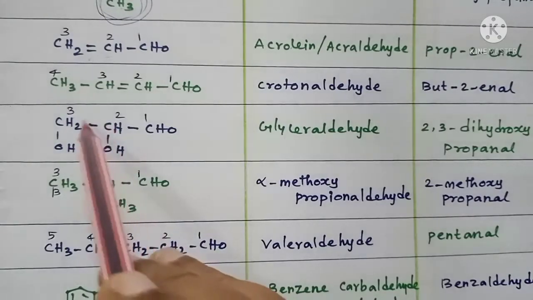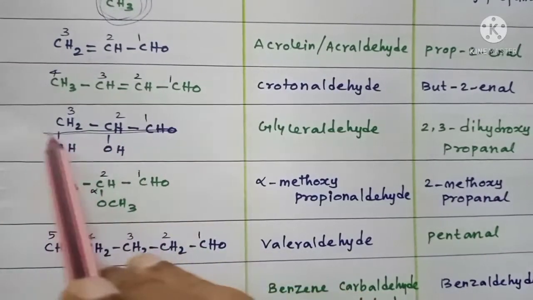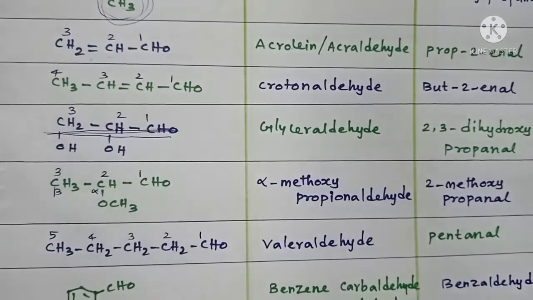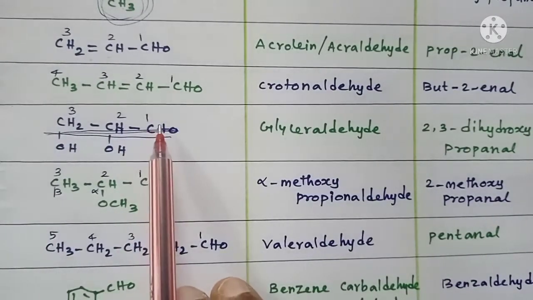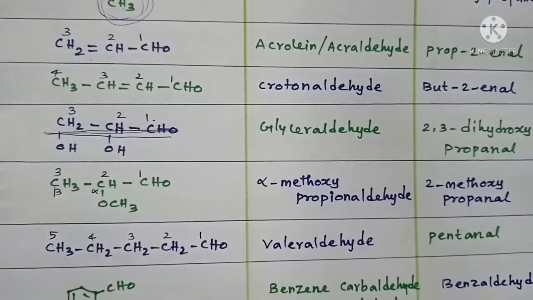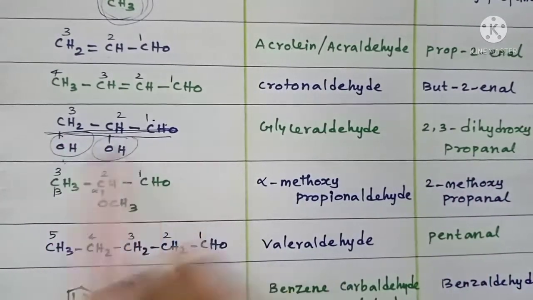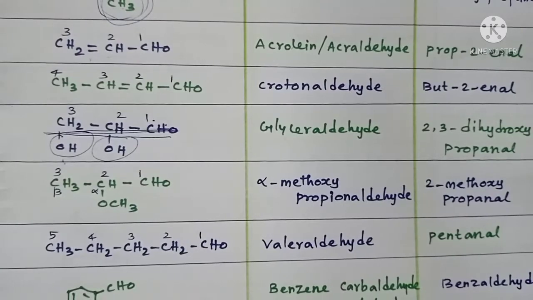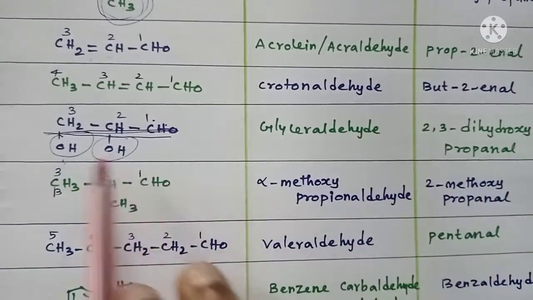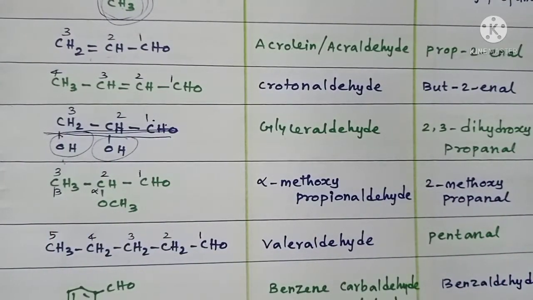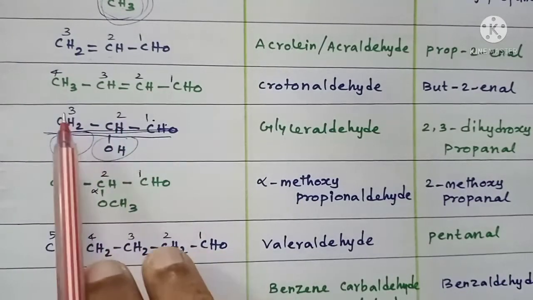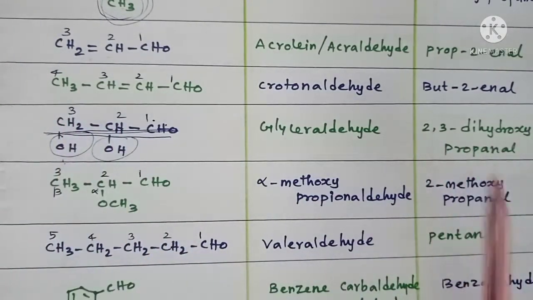Whereas in IUPAC name, we select this as the longest carbon chain. This is the longest carbon chain with 3 carbon atoms. I number from the function group, so I move in a backward direction. So the longest carbon chain contains 3 carbons, so it's nothing but propanal. These 2 OH groups are considered as substituents. There are 2 hydroxy groups, so dihydroxypropanal. Whereas hydroxy groups are at carbon number 2 and 3. So 2,3-dihydroxypropanal. That is the IUPAC name for glyceraldehyde.